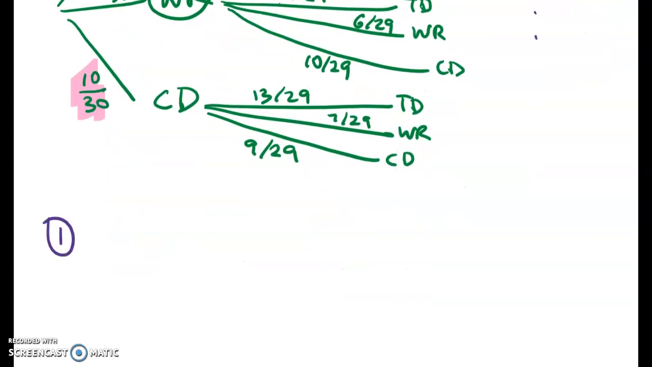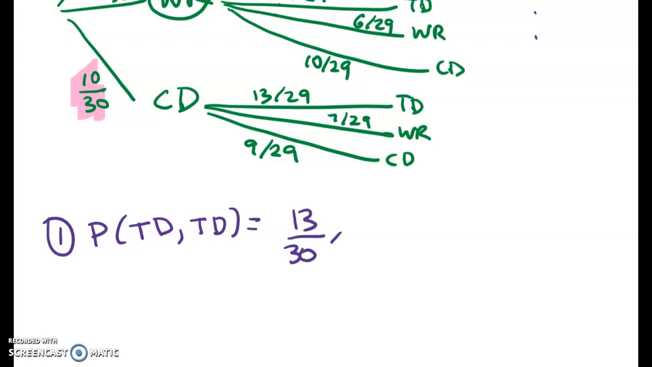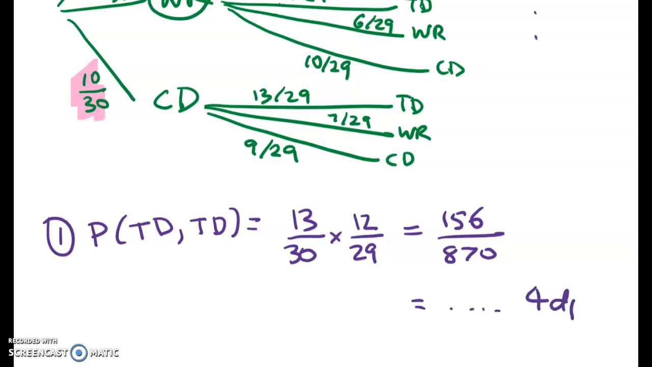Okay, question 1, the probability of 2 Turkish Delights. Well, it's going to be the 13 out of 30 the first time times the 12 that are left on the second go. So that works out to be 156 divided by 870, whatever that number is. I actually didn't work that out as a decimal, but you could do that. If you work that out as a decimal, take it out to 4 decimal places.